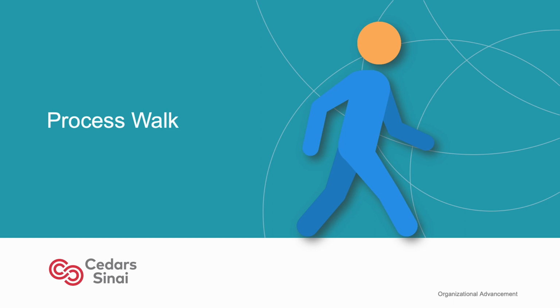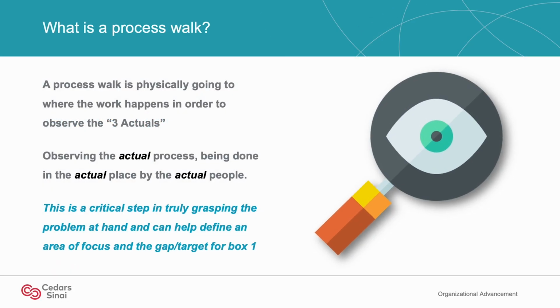So let's jump in. So what is a process walk? A process walk is going where the work or process happens in order to see the 3 actuals. What we mean by the 3 actuals is being able to observe the actual process being done in the actual place, by the actual people. So by doing this essential step, it will help you and your team grasp the problem, define an area of focus, and the gap for box 1 of your A3.